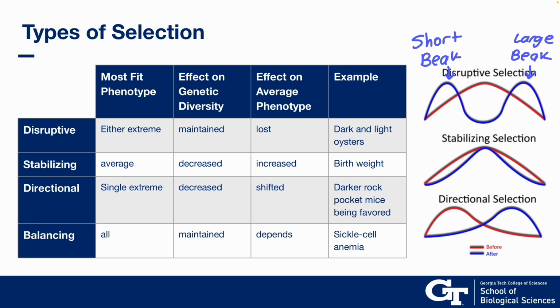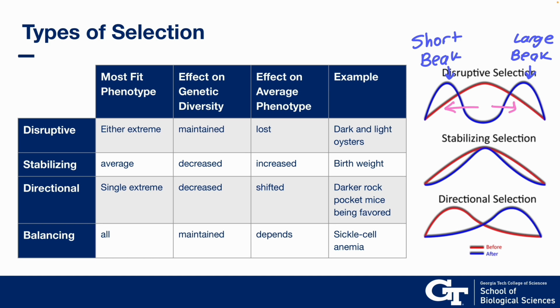And obviously in the middle we would have a medium-sized beak. So disruptive selection is going to prioritize either extreme, so either a large beak or a short beak. So some type of pressure, like birds can't eat medium seeds, but they can eat large seeds and they can eat small seeds. So we're going to shift the average phenotype, the expression of those traits, both ways. So either towards a large beak or towards a short beak. So no medium beaks.